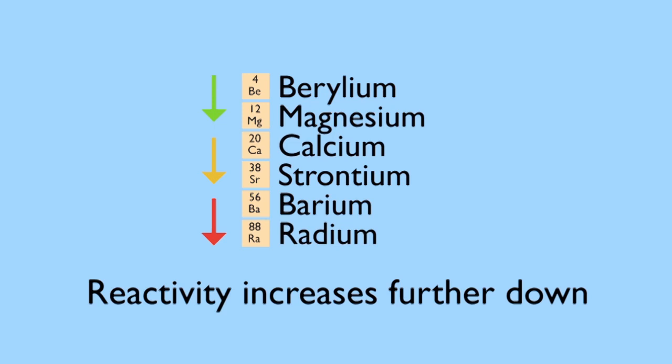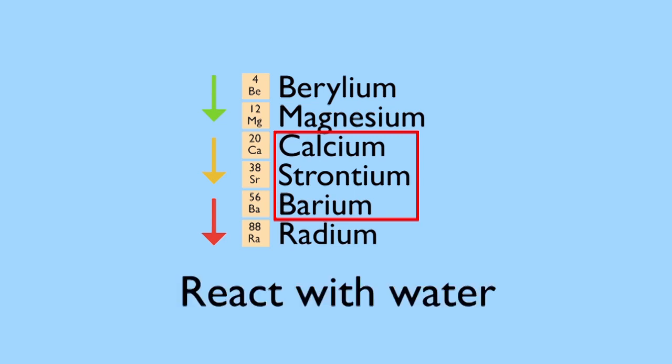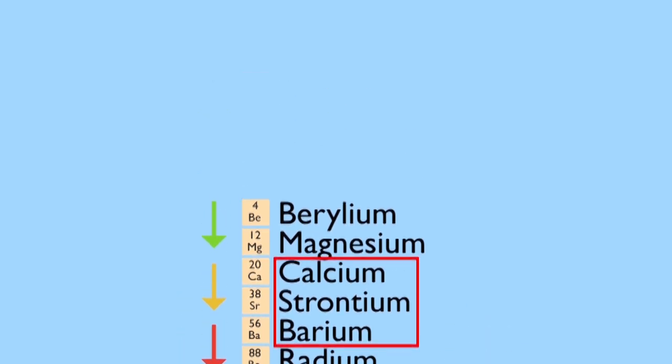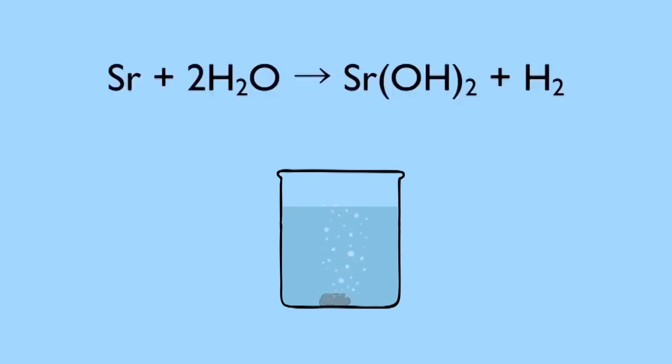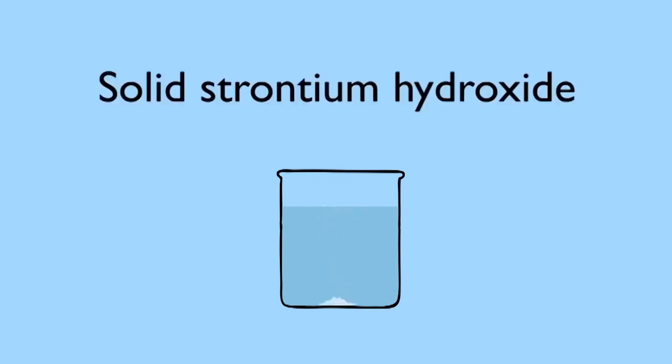The elements below, calcium, strontium and barium, will react with water to form their hydroxides, though in each case less vigorously than their group 1 neighbour. If we drop some strontium metal into our beaker of water, it will sink to the bottom. Small bubbles of hydrogen gas then appear on its surface, showing the reaction is taking place. You might observe a white precipitate, which is solid strontium hydroxide.